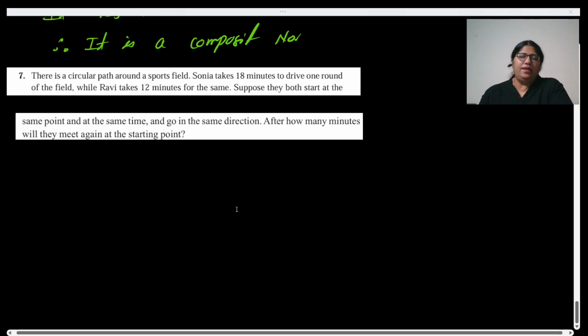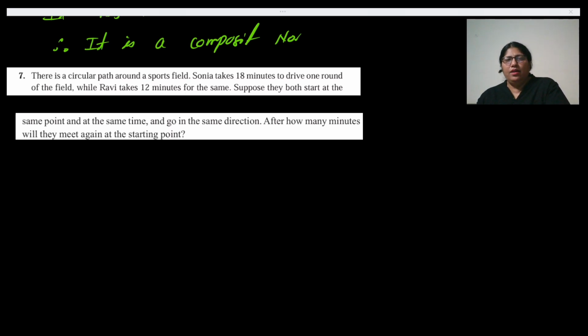We'll discuss exam type word problems again later on once we take all the topics. Now what is written here? There is a circular path around a sport field. Sonia takes 18 minutes to drive one round of the field, while Ravi takes 12 minutes for the same. Suppose they both start at the same point and at the same time and go in the same direction. After how many minutes will they meet again?